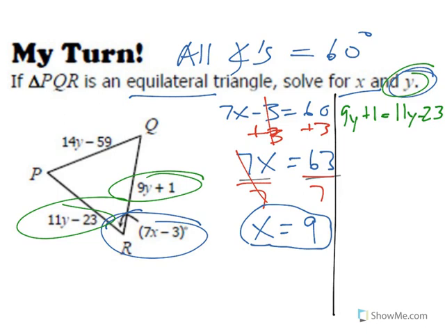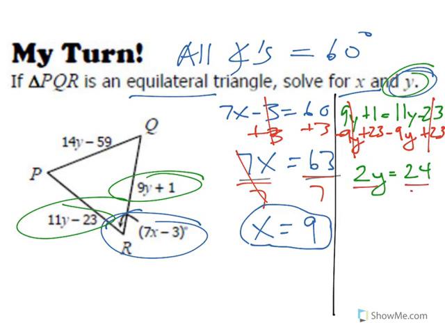Okay, so let's go ahead and subtract 9y from both sides. And while I'm at it, I'm going to add 23 to both sides. So this crosses out, and so does this. And now I'm just left with, and I'm just going to switch things around. So I'm going to put the y's on the left side here. So I'm going to say 2y, right, because 11 minus 9 is 2, equals 1 plus 23 would be 24.